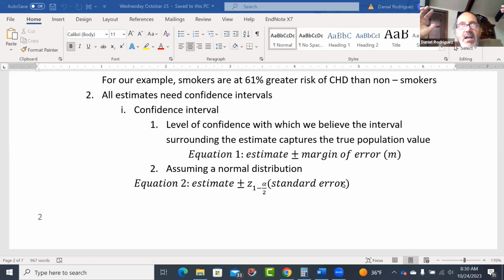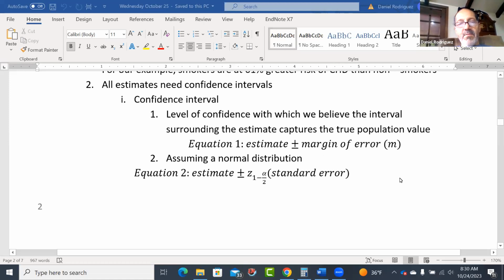So again, the confidence interval is the interval in which we believe with some degree of confidence that the true population value resides. In any kind of statistics, we're always trying to estimate what's going on in the population from our sample, right? But we're not really sure if our 61% represents the true population relative risk. We need to find what it is. So a confidence interval is an estimate plus or minus a margin of error.